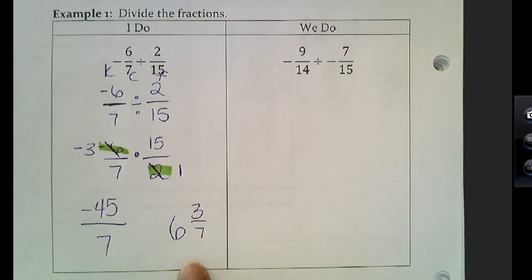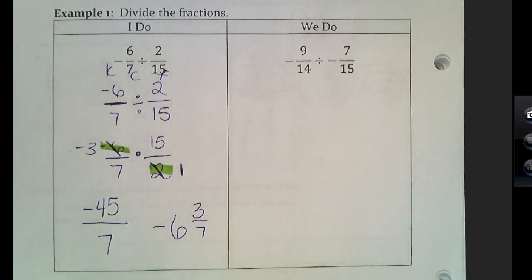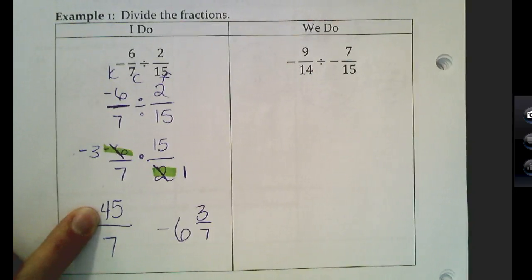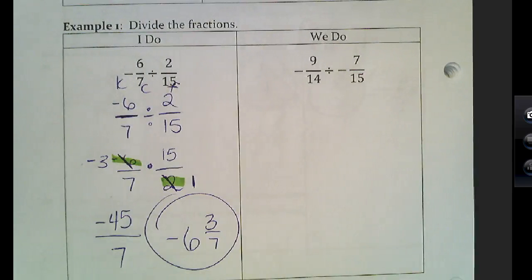What am I missing? The negative. Very good. We kind of ignore that negative at first when we're writing our improper fraction as a mixed number. Just cover up that negative, but then we have to remember to apply it at the end. So we get -6 and 3/7.